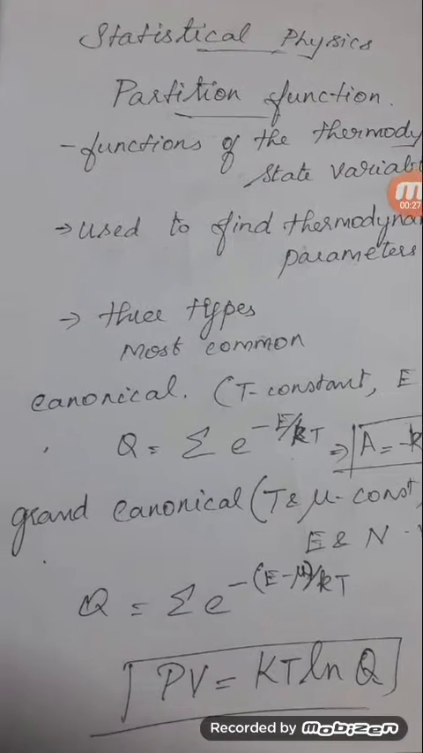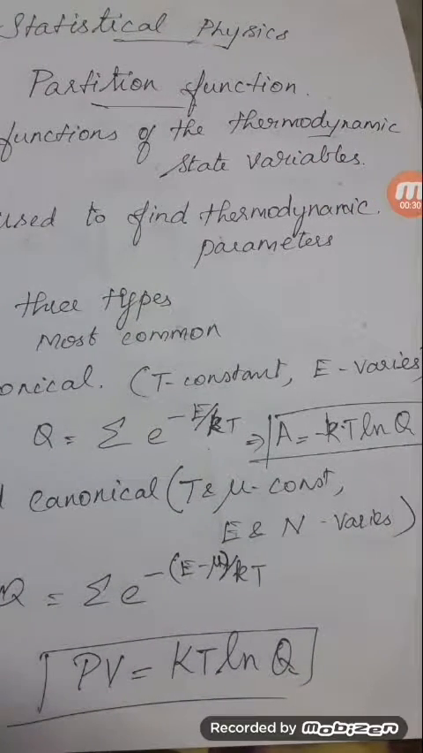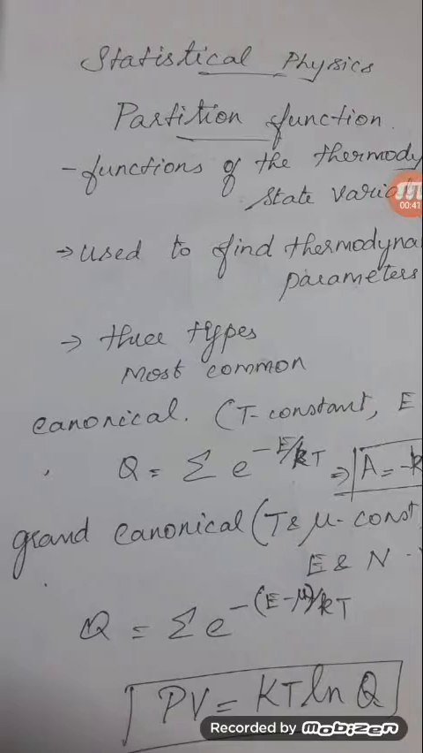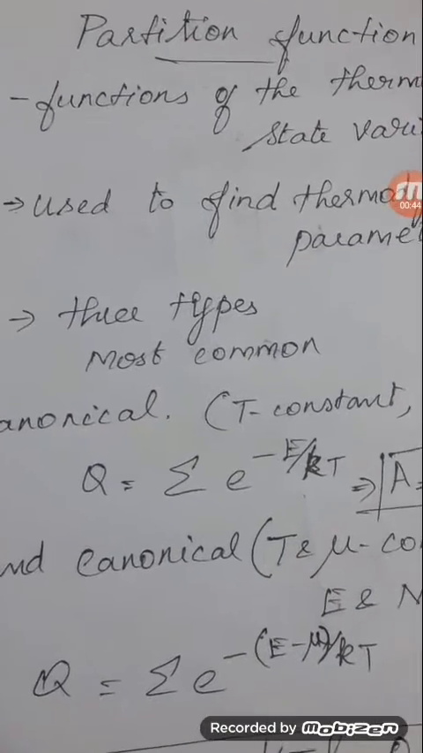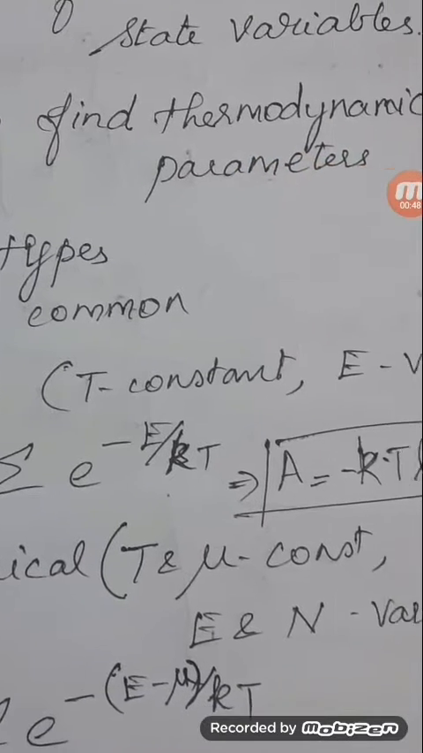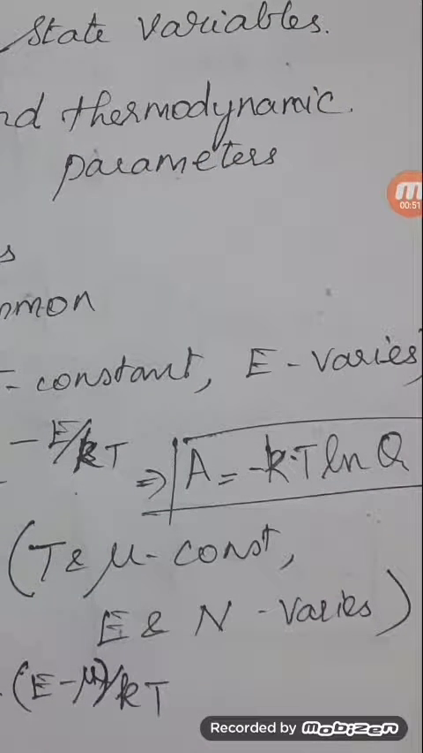In grand canonical, it is applied for the system for which temperature and chemical potential are constant and energy and number of particles vary. The expression for the canonical partition function is Q equal to summation of e power of minus E by kT, and the relation relating the canonical partition function and the thermodynamic quantity Helmholtz free energy A is given: A equal to minus kT ln of Q.